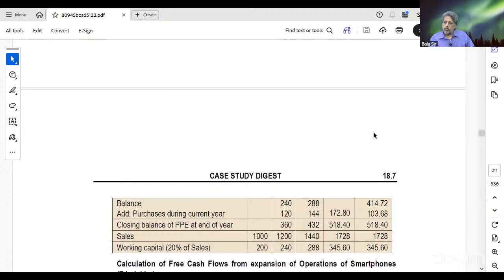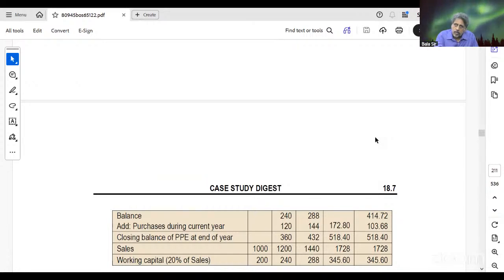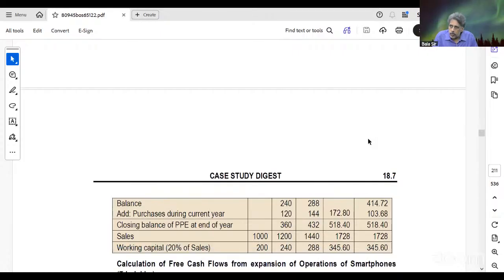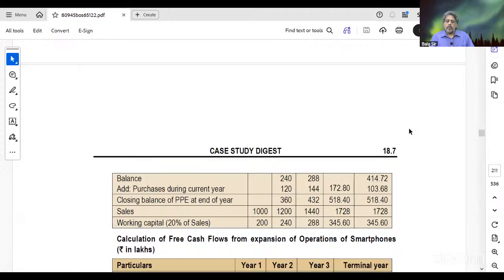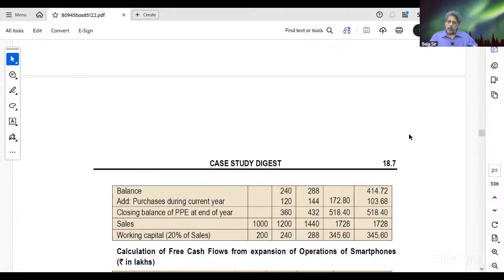And what is the closing balance you want to maintain? 518. No change. Same 518 you want. No more expansion. Therefore, the purchase will be equal to what? The depreciation figure. Yes or no? Yes, sir. Same 103.68. That's what they meant. Basically, whatever you depreciate, that means some assets are losing value, to that extent you'll purchase new assets. It's equal. Okay, that's it, done. That is for year 4 onward.